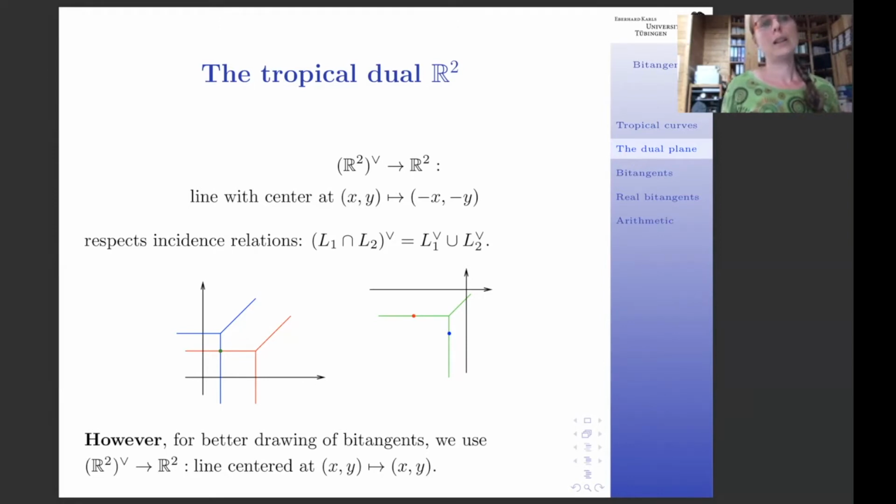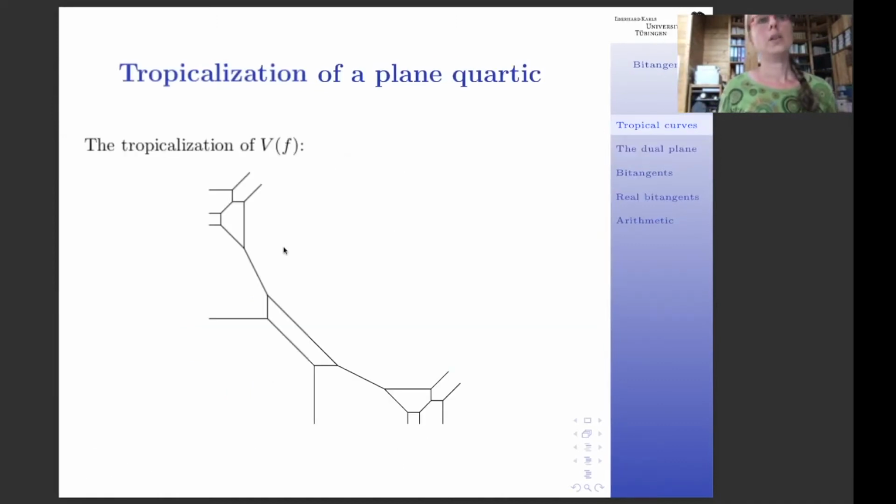I will just send a line centered at xy to the point xy. And the reason for that is that I think the pictures are easier to understand. But this is one thing to keep in mind somehow. So as I said, I'm using the max convention, and the min convention would just be a reflection of the picture. So you might have seen pictures like that one reflected at the point, right?